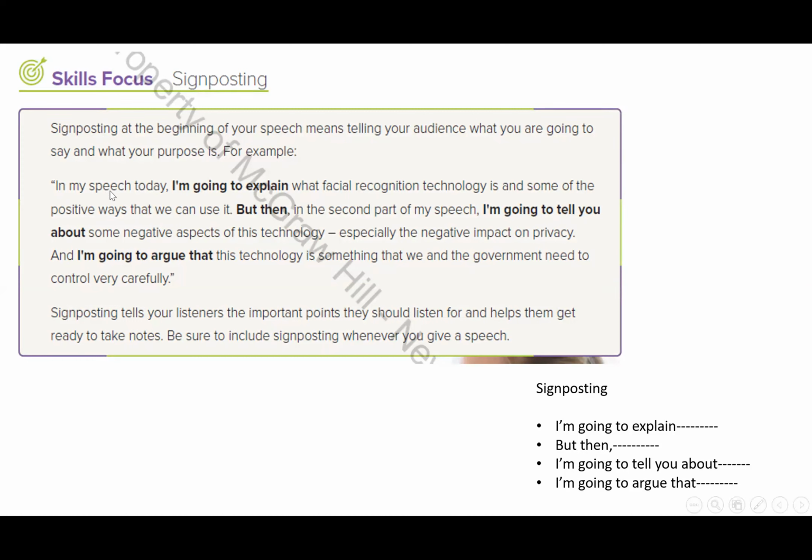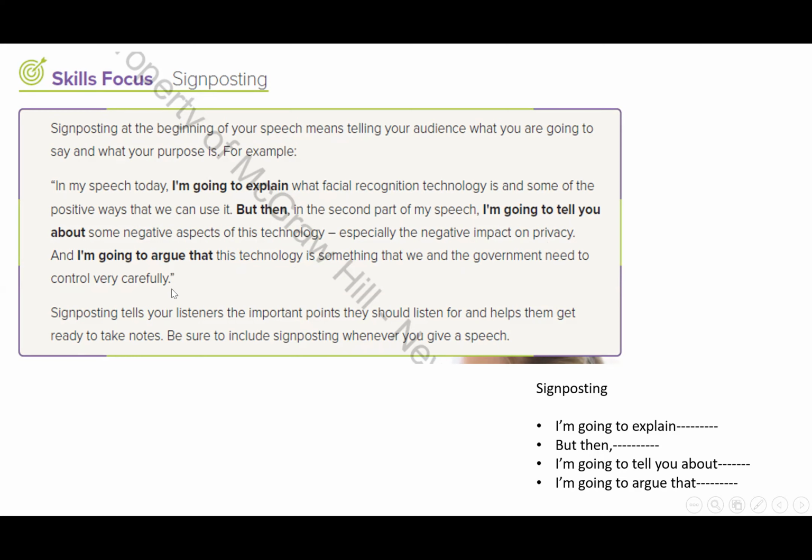Here, for example: in my speech today, I am going to explain what facial recognition technology is and some of the positive ways that we can use it. But then, in the second part of my speech, I am going to tell you about some negative aspects of this technology, especially the negative impact on privacy. Privacy. You can pronounce it privacy or privacy, both are correct. And I am going to argue that this technology is something that we and the government need to control very carefully.